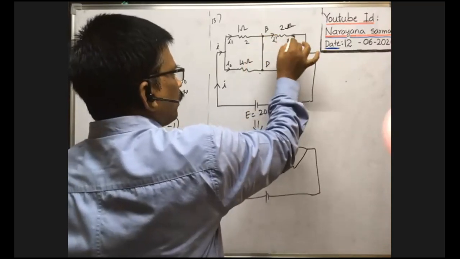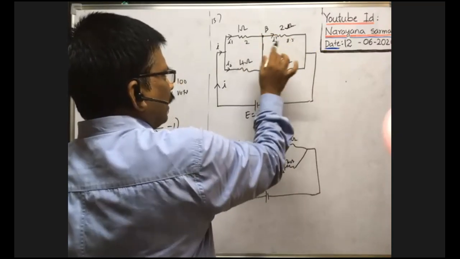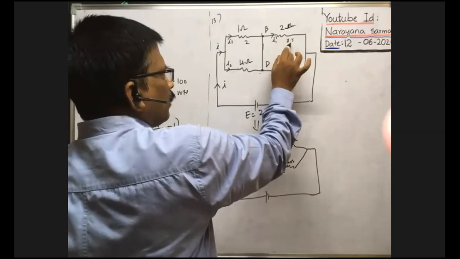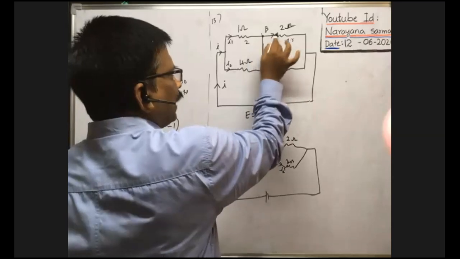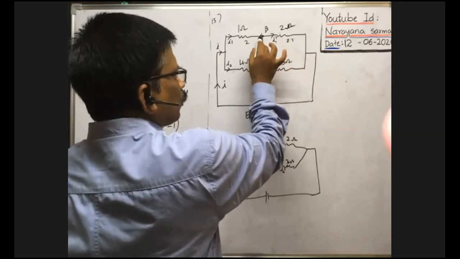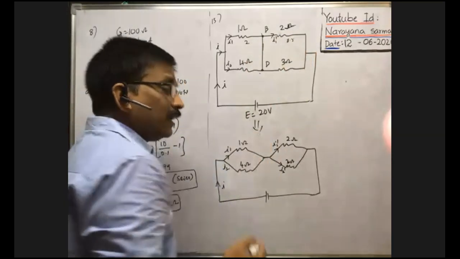Suppose here it is 2.5. It is 2 and it is 2.5. Definitely 0.5 ampere current is more. That's why that 0.5 ampere current passes like this and is added together with this one, so that the total current becomes 2.5. In that way, we have to check.